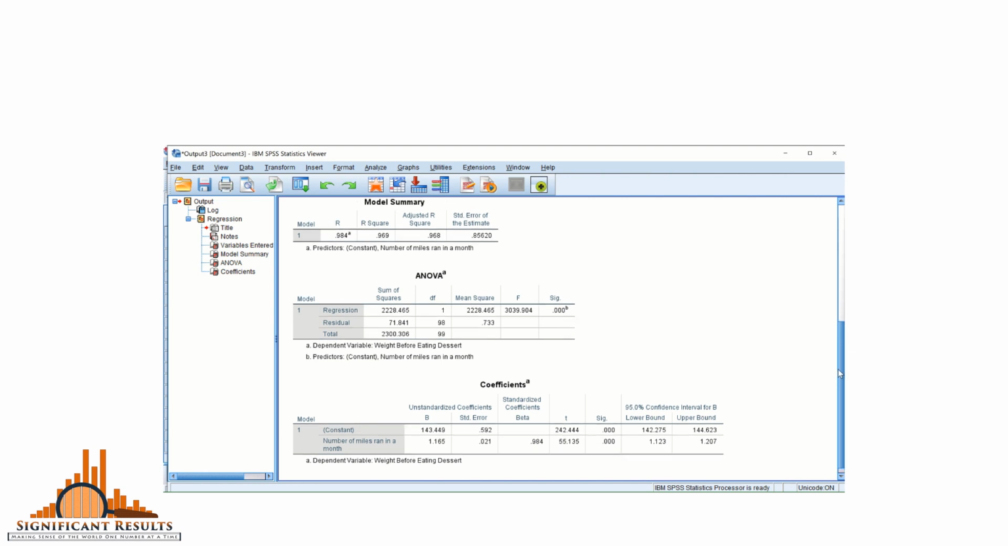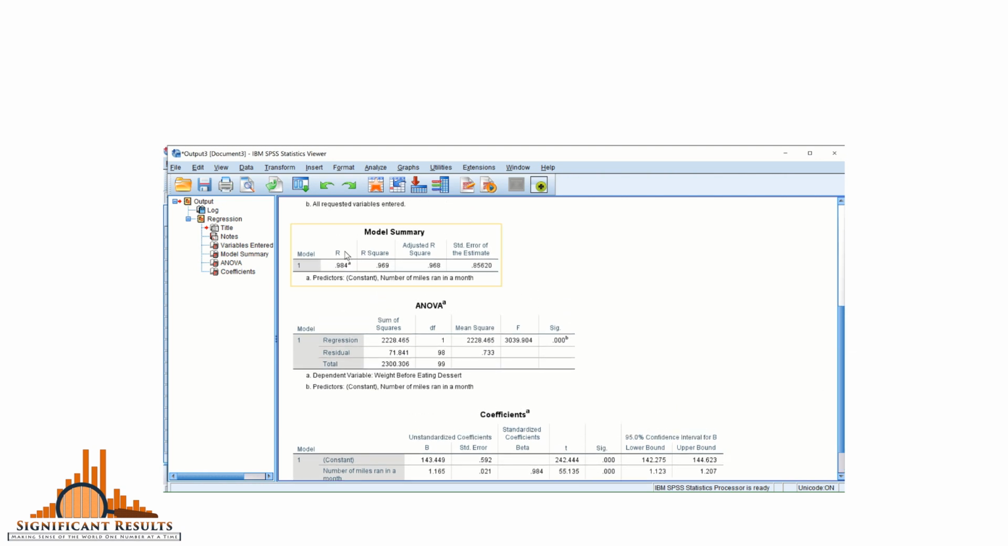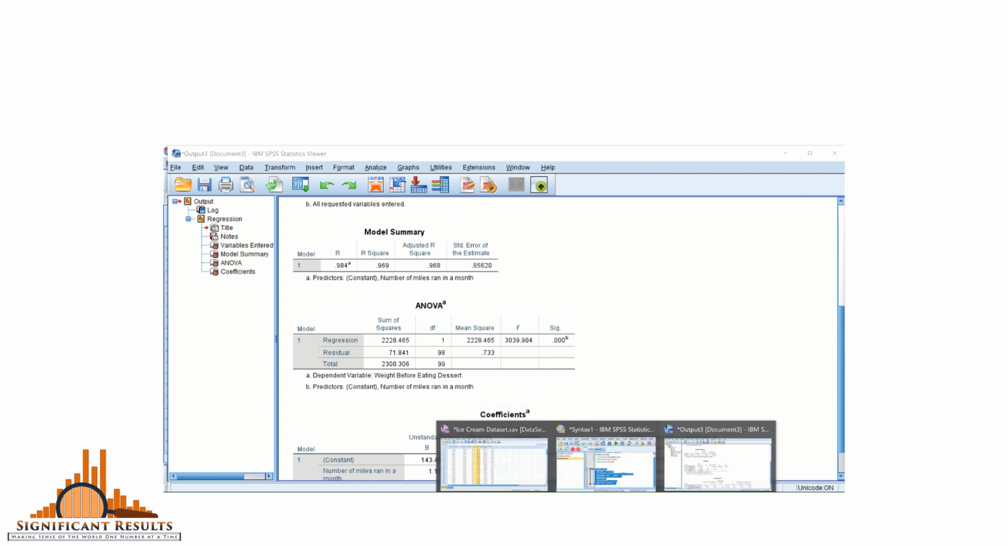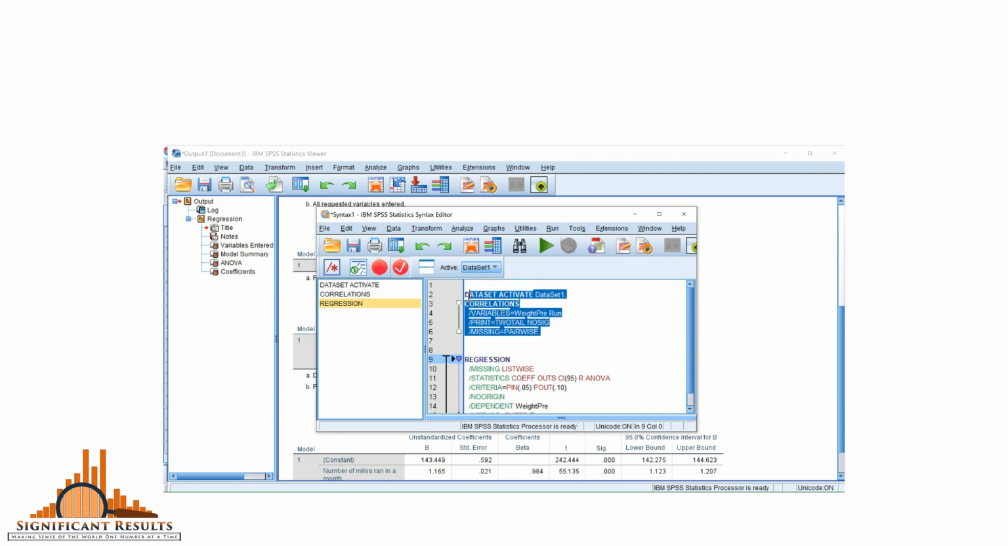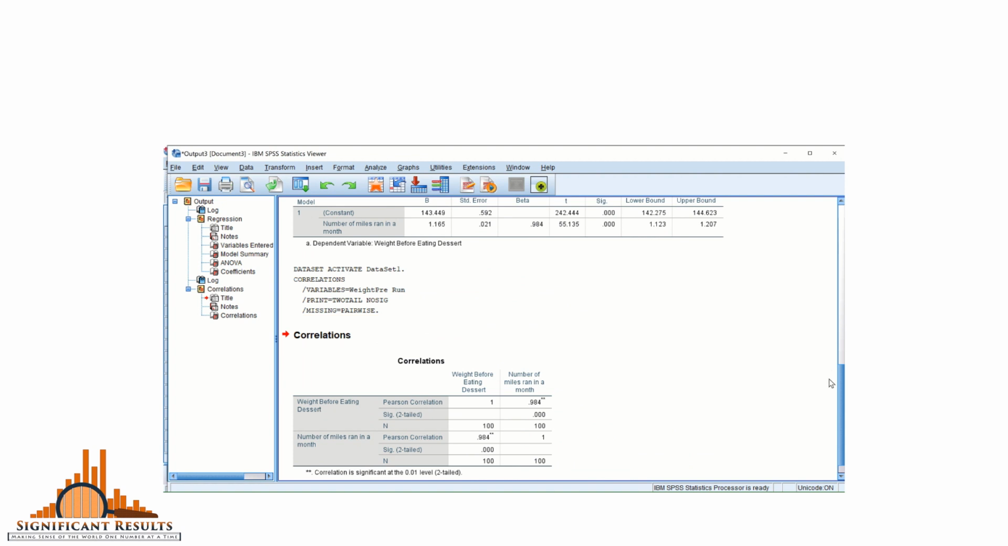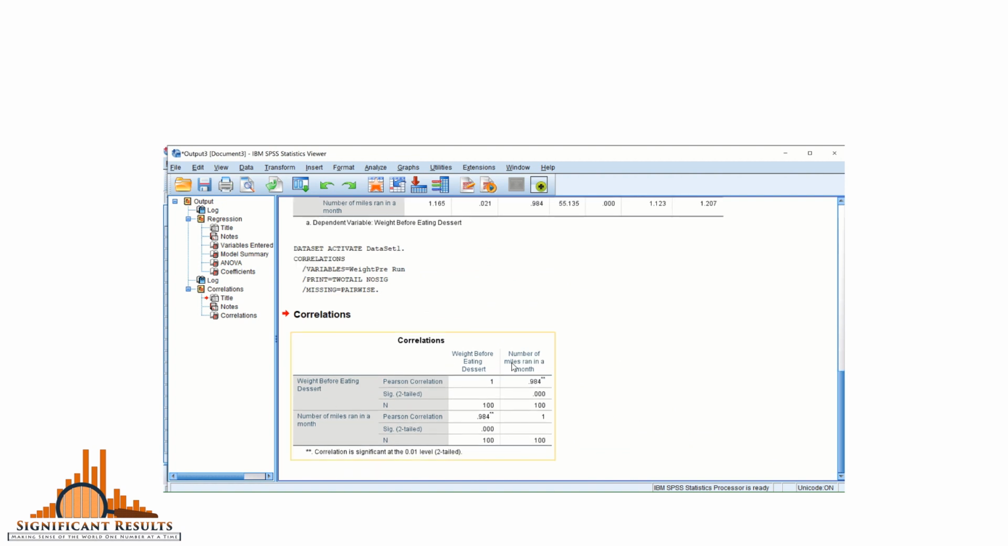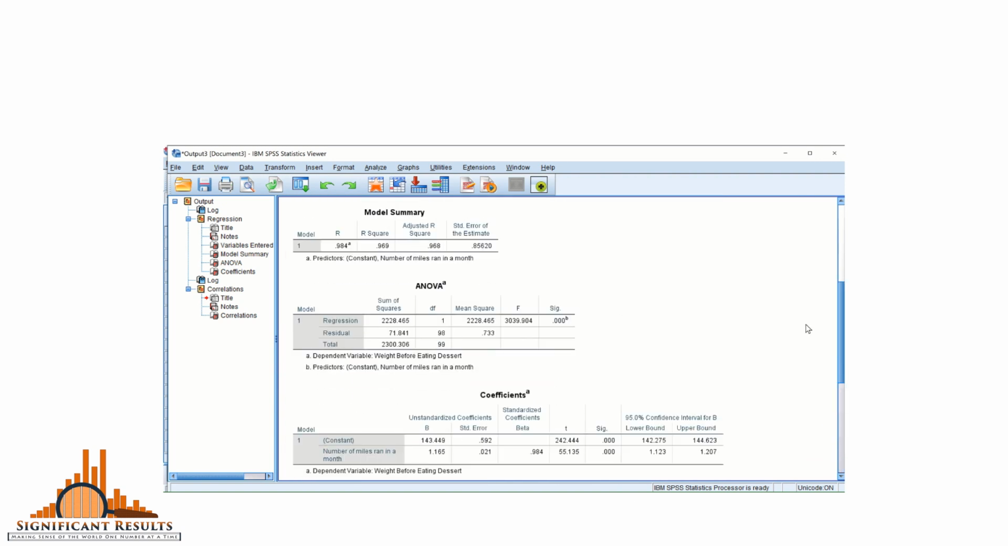So one thing I want to point out that is very interesting is that if we run a correlation, as you see, I have my syntax for correlation, we see the correlation between the two variables. We see that they're significant, and we also get this 0.984, which is our R value. So when looking at one independent variable and one dependent variable, you will get a similar value as if you run a correlation in your model summary.